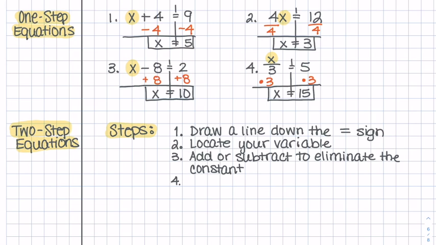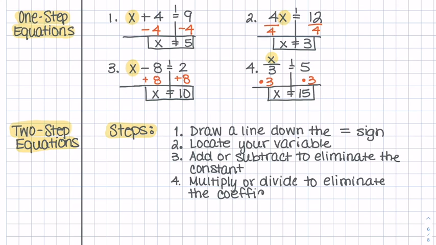And then the next step would be multiply or divide to eliminate the coefficient. So after you get rid of the constant, you're going to have a coefficient probably, and you're going to multiply and divide to get rid of that. So there's a lot of vocab words in here: variable, constant, coefficient.